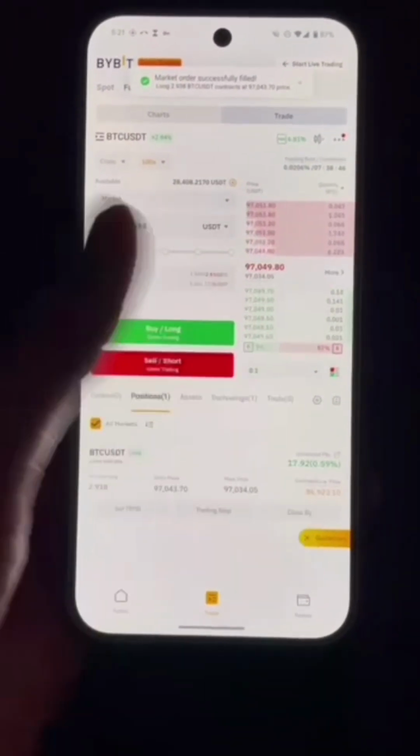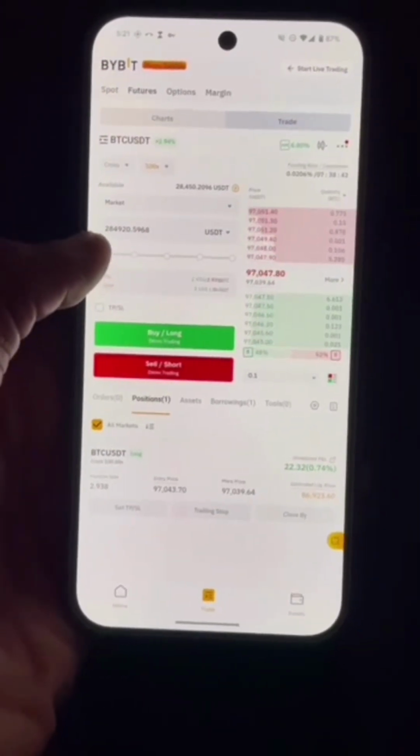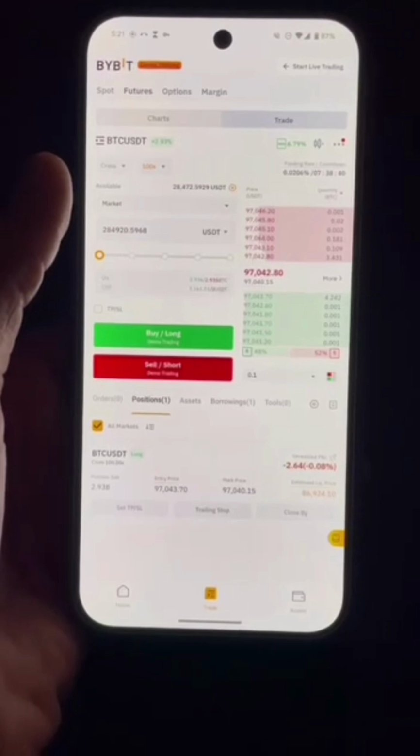So let's say if I say buy or long, so we are now in a trade, and you can see we are making profit. What I just showed you is how to use 10%.